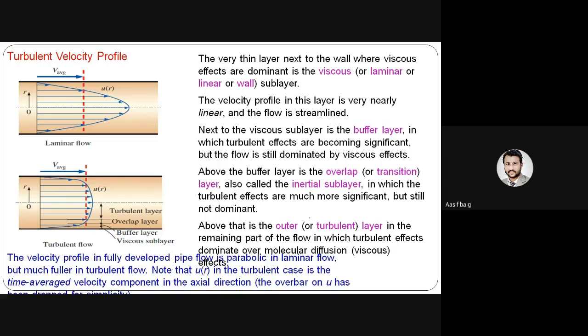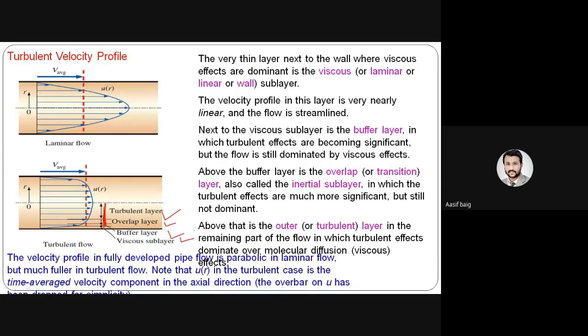Above the buffer layer is the overlap or transition layer, also called the inertial sublayer, in which the turbulent effects are much more significant but still not dominant. Above that is the outer layer, called the turbulent layer, the remaining part of the flow in which turbulent effects dominate over molecular diffusion. From this figure we can understand what the buffer layer, the viscous layer, the overlap layer, and the turbulent layer are. So this section helps identify these four types of layers.